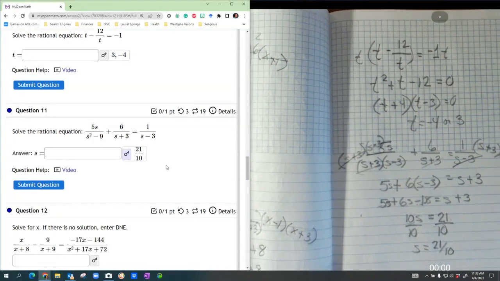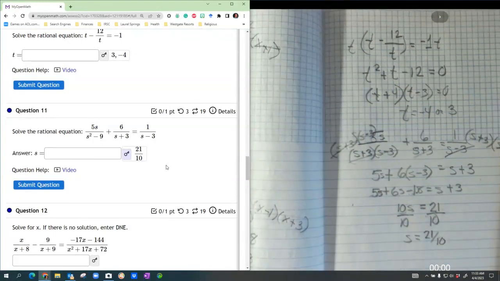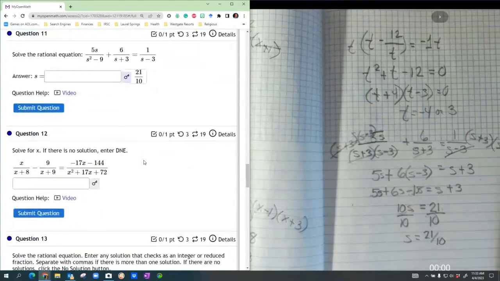So I had to do a little bit of corrections. I had that 5S, and it's a good thing that you guys are seeing, again, I make mistakes a lot. So that's 21 over 10. I've corrected myself.